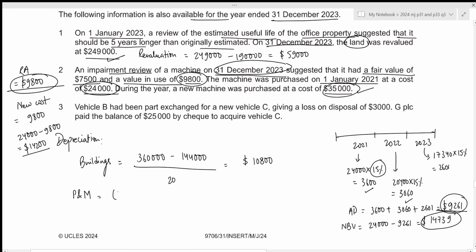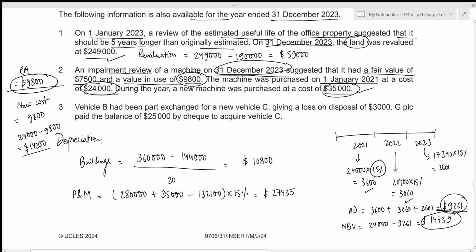So we start with the opening cost of 280,000. We add the purchase cost of 35,000. We then subtract the opening accumulated depreciation of 132,100 and multiply this by 15%, which will give us the depreciation charge for the year to be 27,435. That is all we can do with the second information.